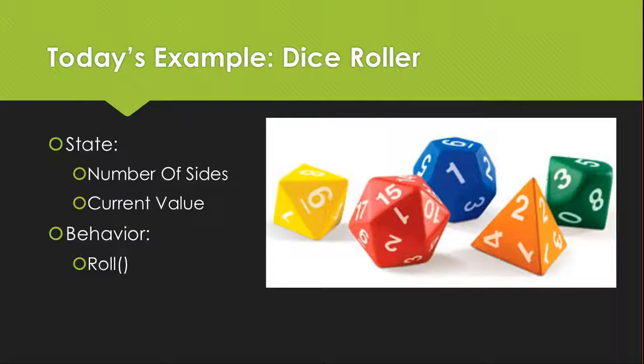And then this dice roller will have one behavior, roll. When we call the roll method, it will roll the die and return its current value. All right, let's get started.